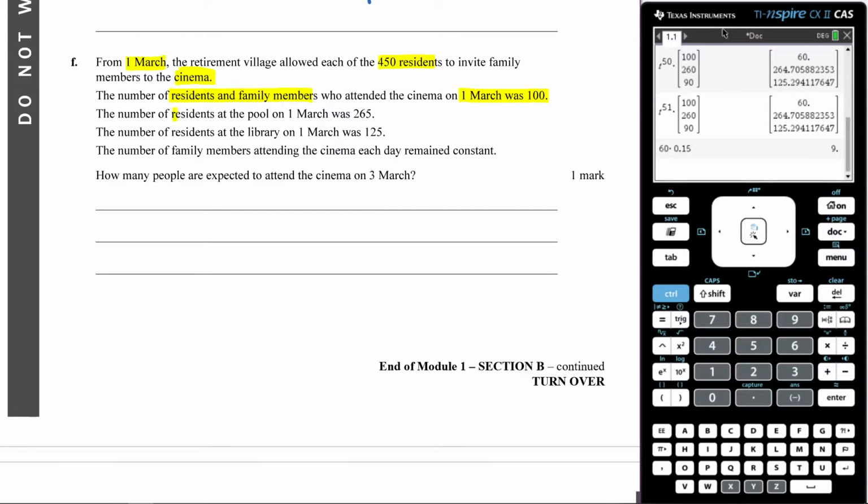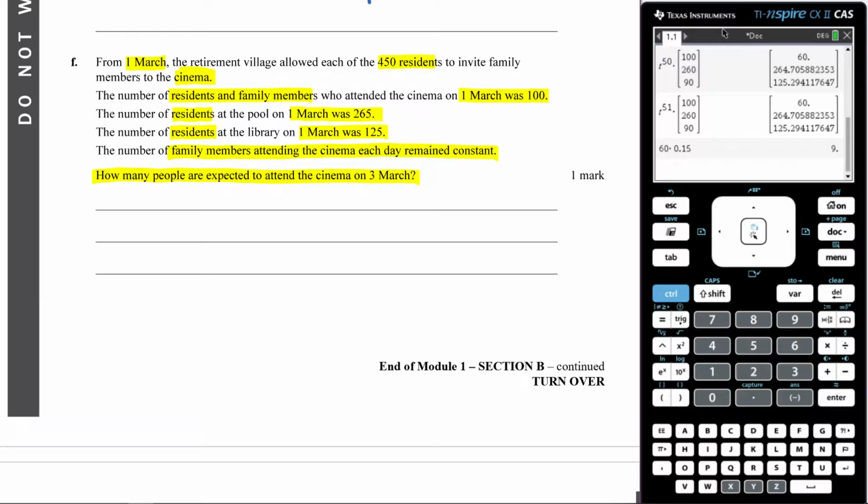The number of residents at the pool on the 1st of March was 265. The number of residents at the library on the 1st of March was 125. The number of family members attending the cinema each day remained constant. How many people are expected to attend the cinema on the 3rd of March?